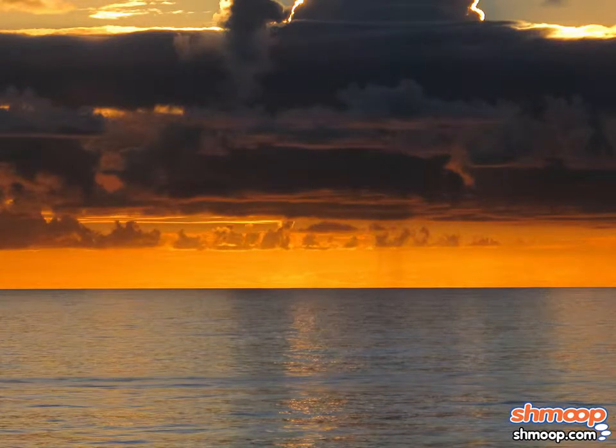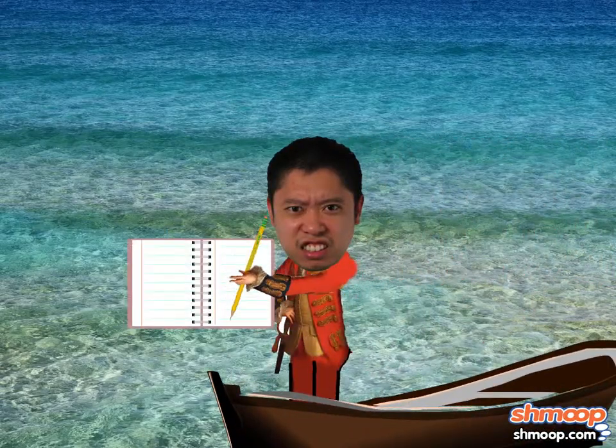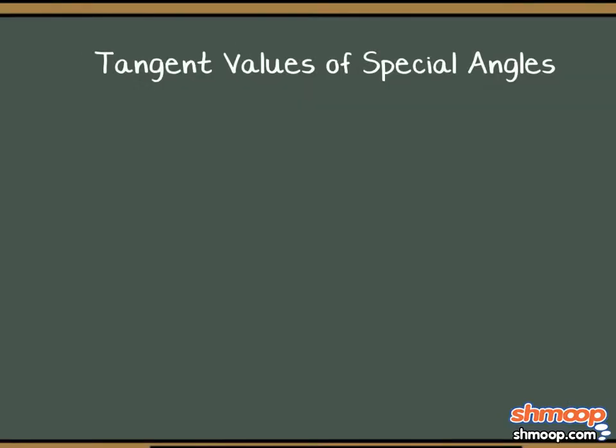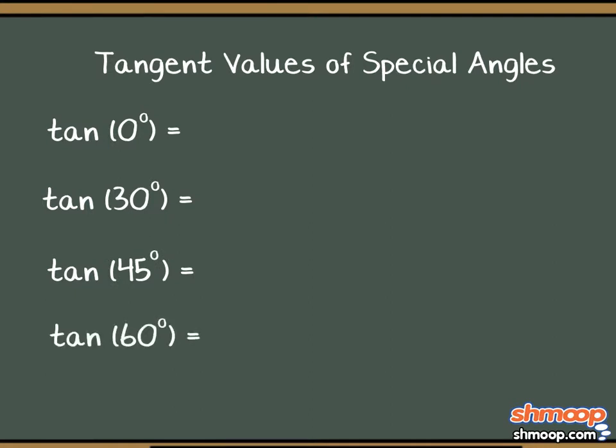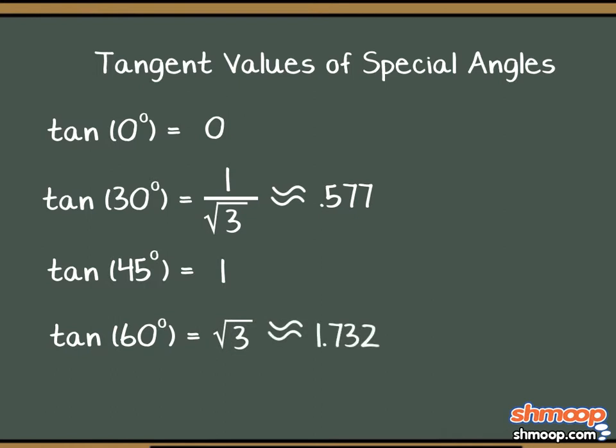So he prepares some other handy-dandy tangent values to calculate how high seagulls would be flying over neighboring beaches at other angles. James decides to find the tangent values of a couple special angles: 0 degrees, 30 degrees, 45 degrees, and 60 degrees. Using his calculator, James finds that the tangent of 0 degrees is 0, the tangent of 30 degrees is 1 over the square root of 3, or about 0.577, the tangent of 45 degrees is 1, and the tangent of 60 degrees is the square root of 3, or about 1.732.